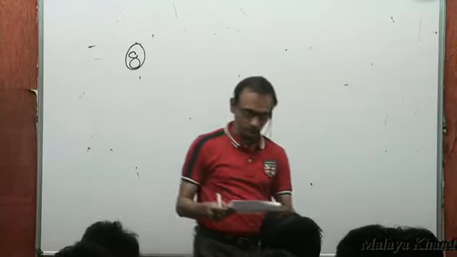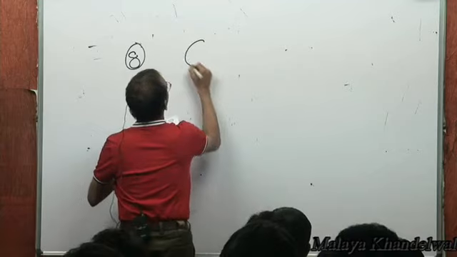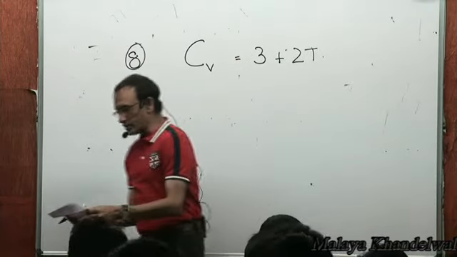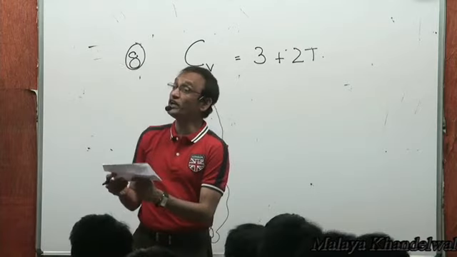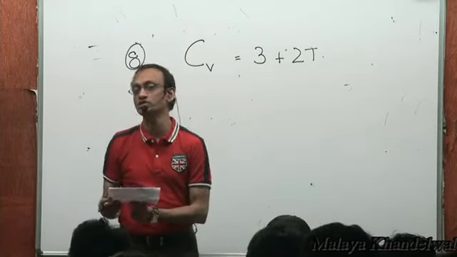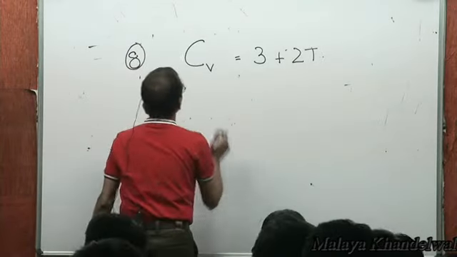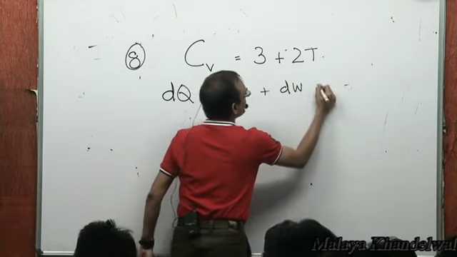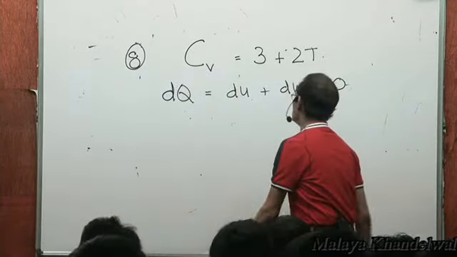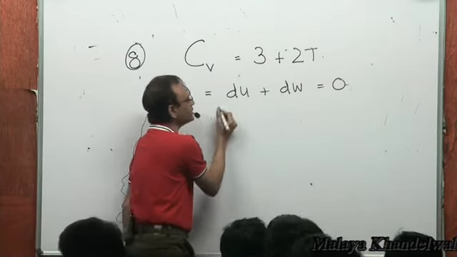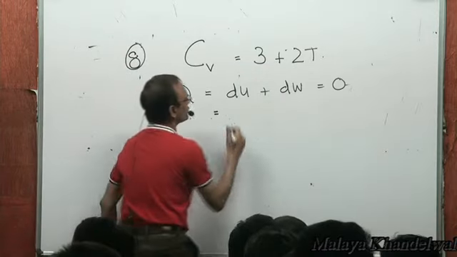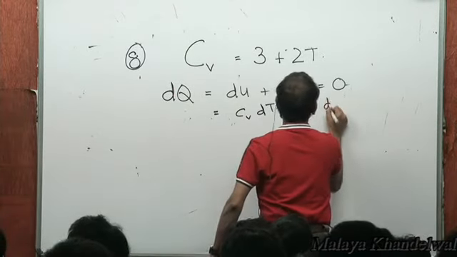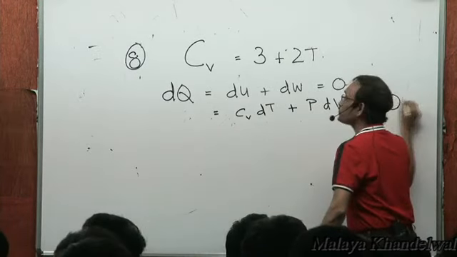Your attention please then. Cv of a gas is given to be 3 plus 2T, where T is the absolute temperature of the gas. Then we need to find the equation of the adiabatic process for such a gas. In an adiabatic process, dq, which is du plus dw, must be 0. That's true for an adiabatic process. Assuming 1 mole of the gas, du, the small change in internal energy, would be Cv dT. Work done is going to be P dV for a small change in volume, and the sum must be 0. That's process specific.